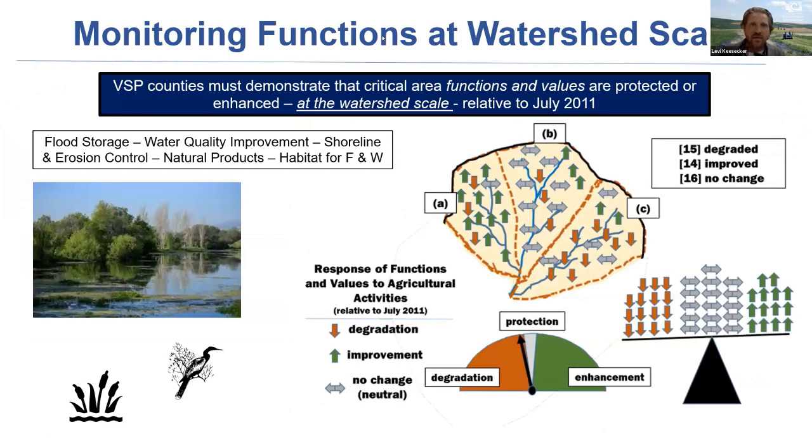And then just a reminder that when we talk about protecting or enhancing functions, we're talking about that at the watershed scale. So it's really the sum of all the functions of a critical area over time. So in this case, looking at this map of arrows, the green arrows would be wetlands where the functions went up, and the red arrows would be wetlands where the functions went down. You want to sum them all together to figure out overall what's the trajectory of this watershed in response to ag activities.